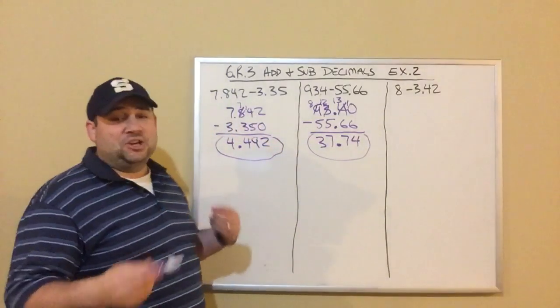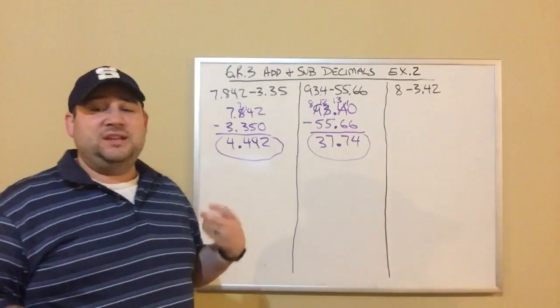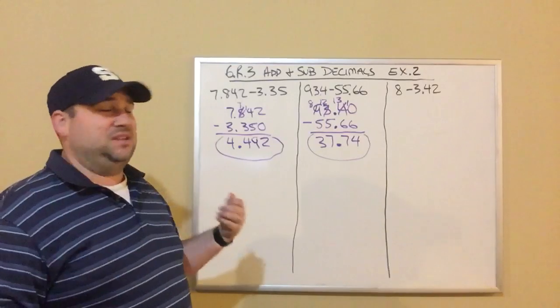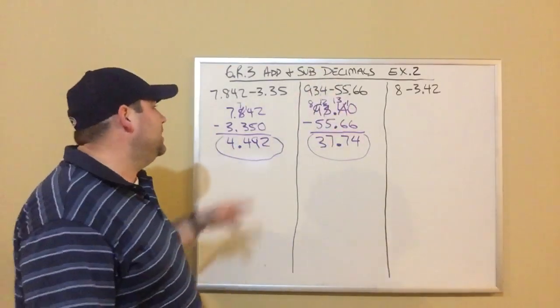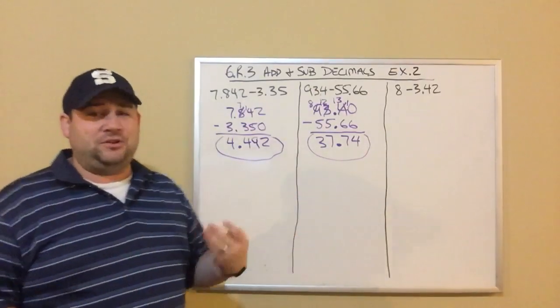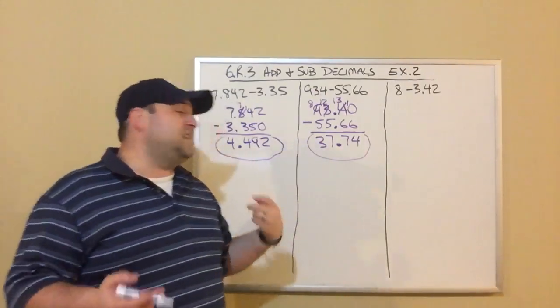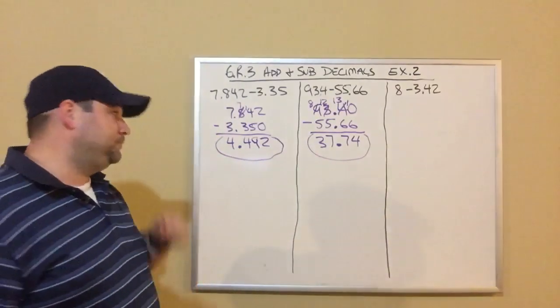And again, your common sense can come into play here. Let's say you ended up with your decimal in the wrong place. You should be able to use your common sense. That doesn't make sense. Because 93 minus 55, if I were to get rid of the decimal points, is 38. So I should get an answer somewhere around 38. And look at that, I got 37.74, so right around 38. All right, our last one.